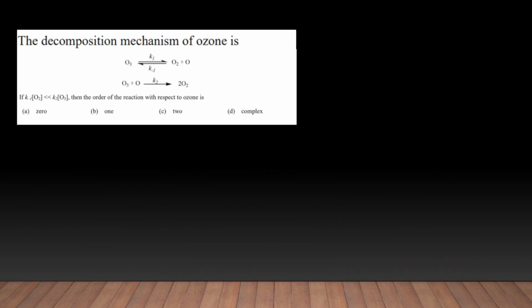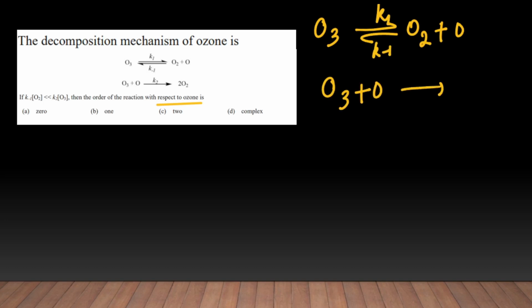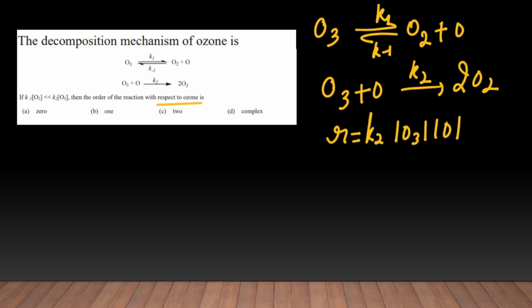Next is this question. It says the decomposition mechanism of ozone is this much. A condition is given, and we need the order of reaction with respect to ozone. So for this reaction, O3 is in equilibrium with O2 plus O. The rate constant is K1. This is K inverse. This is O3 plus O with the rate constant K2 giving us 2O2. So the rate of reaction will be equal to K2 into O3 into O, right?